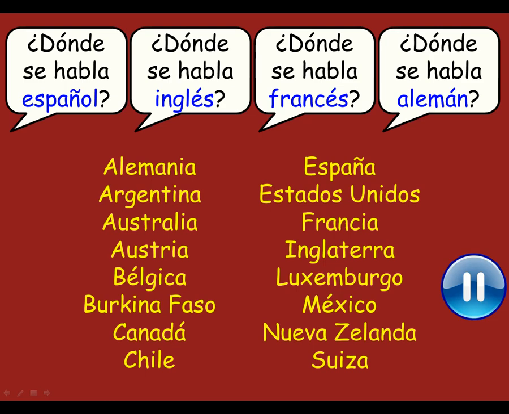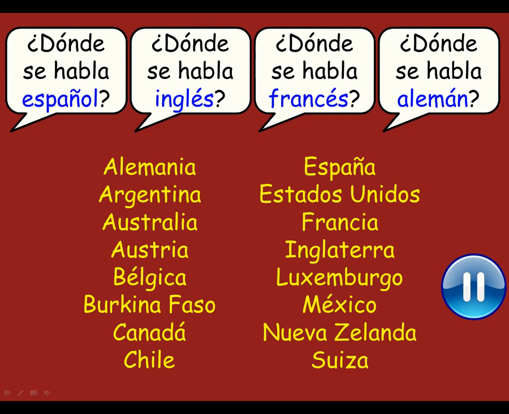Now, underneath, you have 16 different countries. What I would like you to do is to pause the video and see if you can work out which country goes with which language. And I will tell you there are 4 for each. So pause the video now, see if you can match up the countries and the languages, and then press play when you're ready to check them. Right, let's have a look at the answers then.